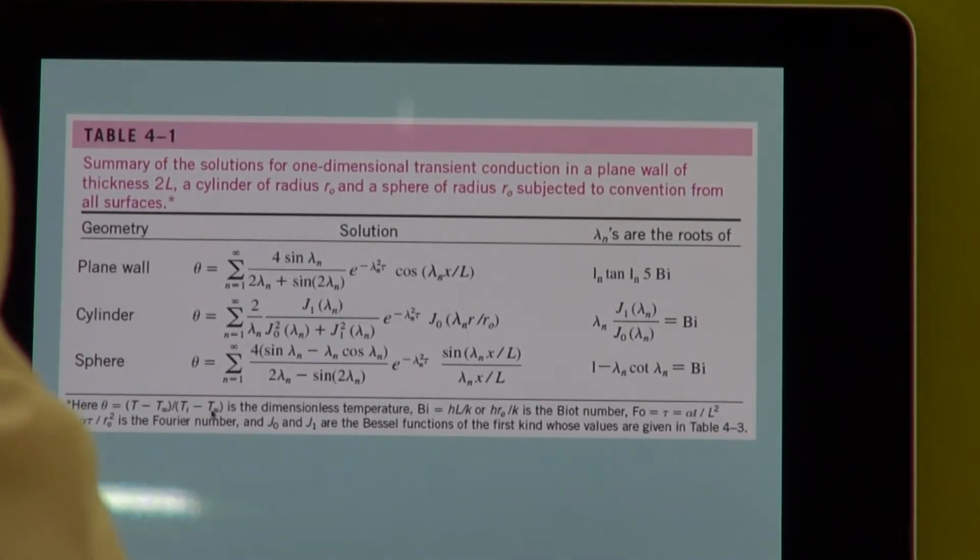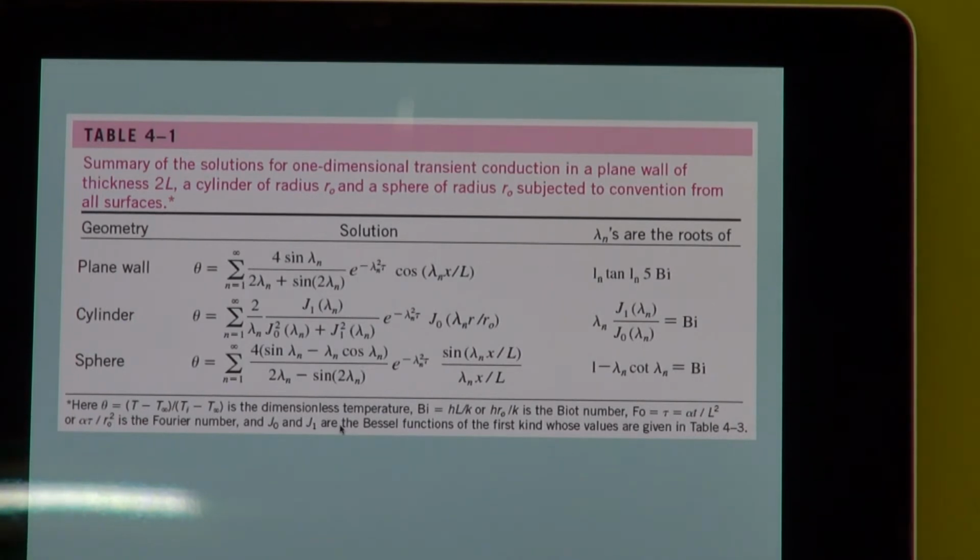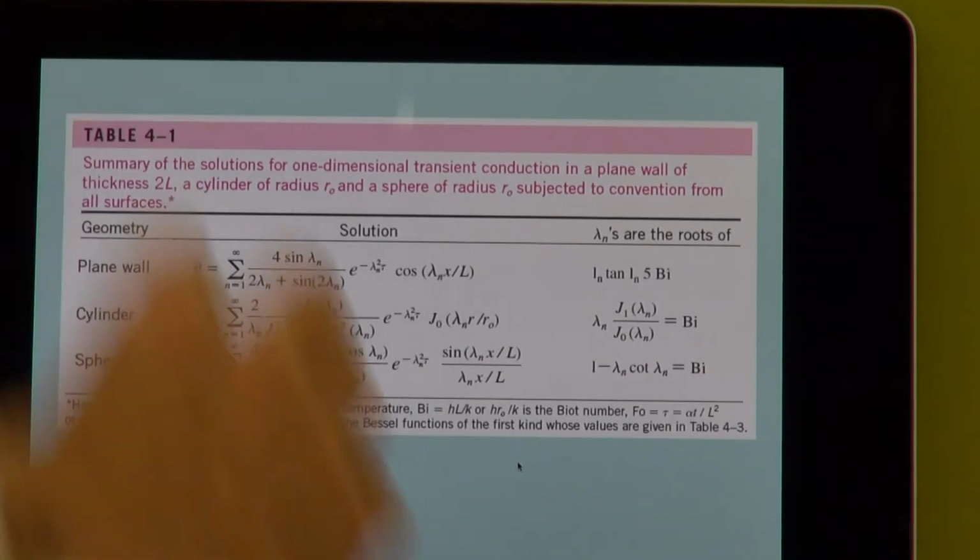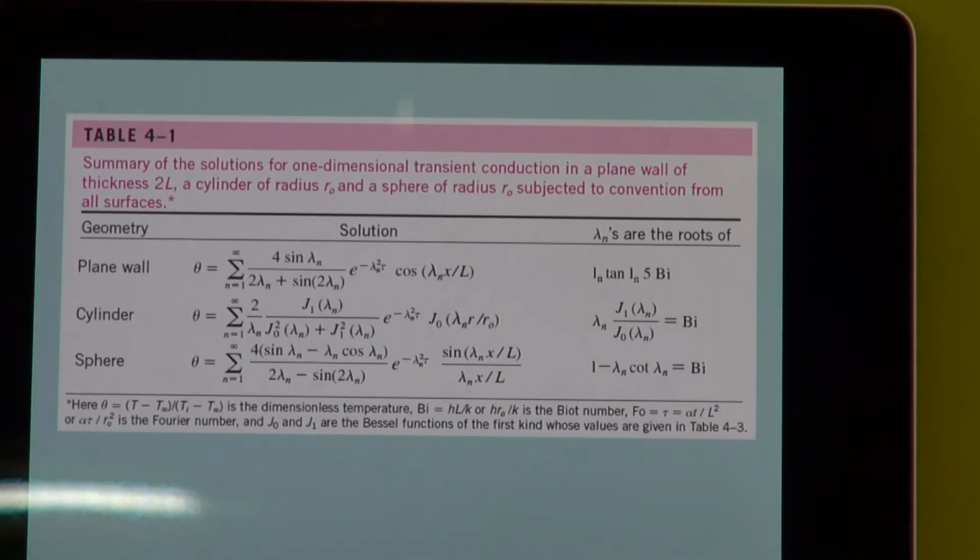But before we do that, take note of the fine print in the table, and I'm going to mention this a lot. There's some fine print in it because it tells you how you must calculate the non-dimensionalized temperature, the Biot number, and the Fourier number. Okay. And it says J0 and J1 are the Bessel functions of the first kind whose values are given in table 4.3.